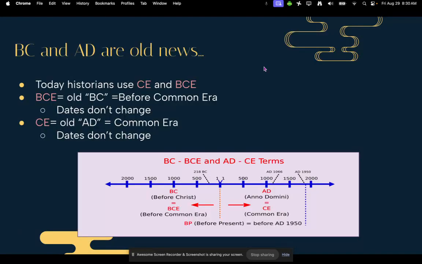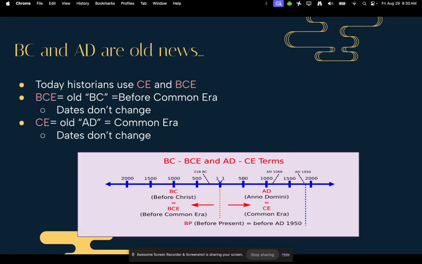All right, but BC and AD are kind of old terms. We don't technically use them anymore as historians. Today, historians use CE and BCE. BCE is like the old BC, and BCE just stands for Before Common Era. None of the dates change or anything like that. It's literally just the symbols at the end of the dates.